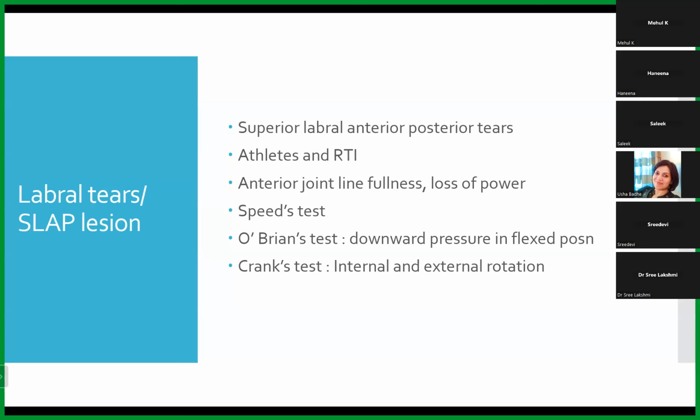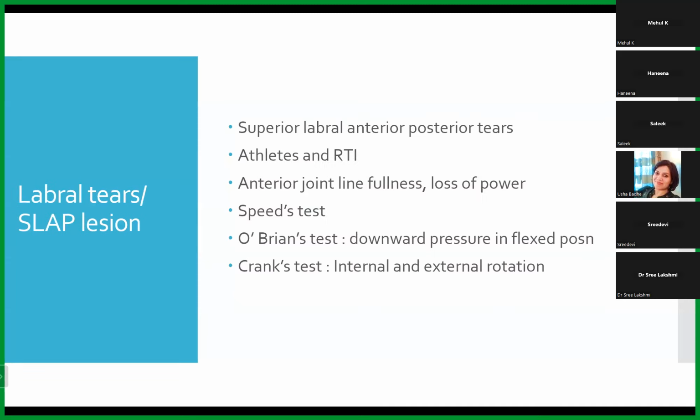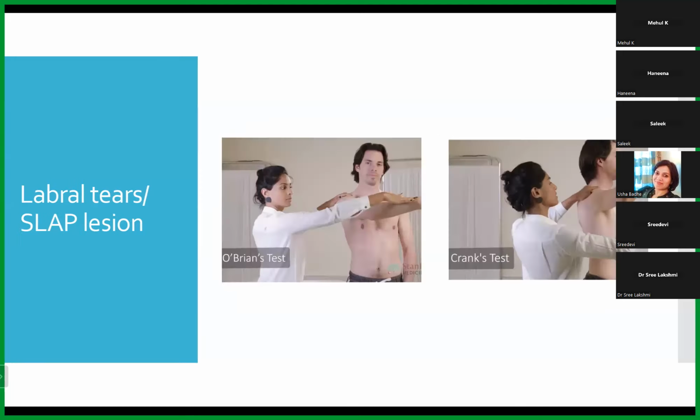Or we have O'Brien's test. That is, you keep the hand in the flex position and you apply downward pressure. In speed test, you are keeping it in normal position and you're flexing the elbow and then you're applying the resistance. In O'Brien's test, you are flexing the shoulder and then you're applying a downward pressure. That will also elicit pain or any tenderness that is suggestive of any labral tears.